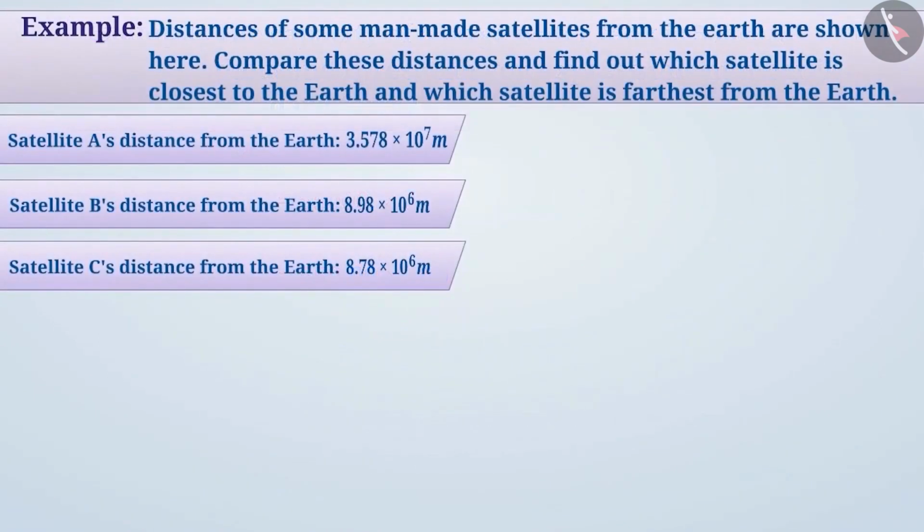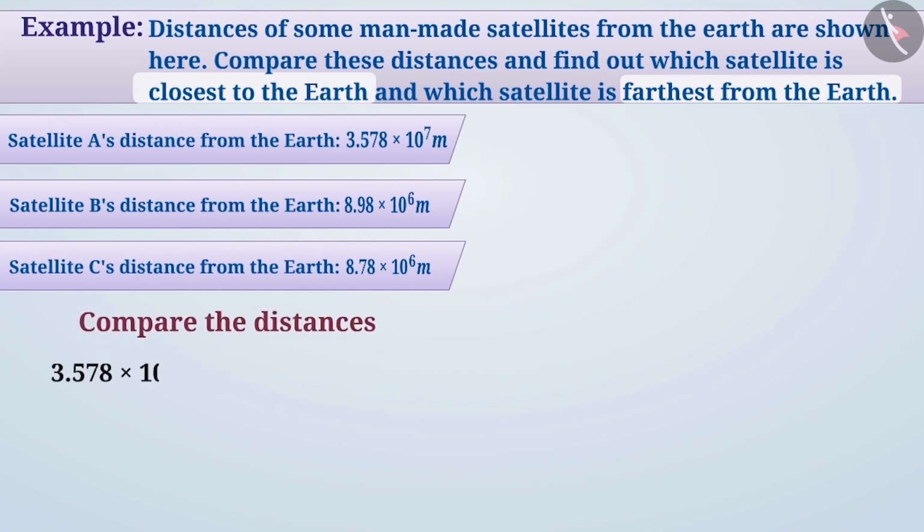Next example. Distances of some man-made satellites from the Earth are shown here. Compare these distances and find out which satellite is closest to the Earth and which satellite is farthest from the Earth. In order to find the closest and the farthest satellite from the Earth among the given satellites, we will have to compare their distances. Let us first compare 3.578 into 10 to the power of 7 meter and 8.98 into 10 to the power of 6 meters.